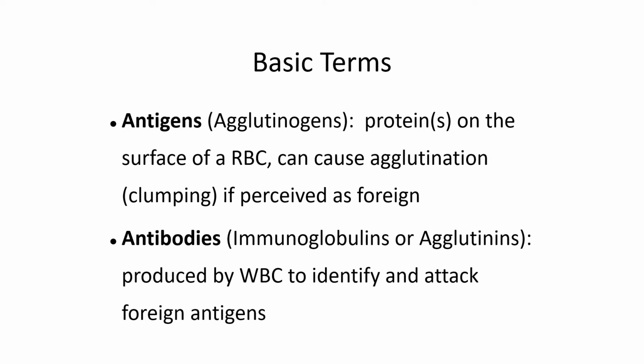Antibodies are known as immunoglobulins or agglutinins, are produced by our body's own white blood cells to identify and attack foreign antigens. Let's go back and talk about the word antigen for just a moment. Let me use the flu virus as an example. The flu virus is perceived as foreign to your body. The first time your body is exposed to the flu virus, it takes some time for your body to identify that flu virus as foreign and to create antibodies to fight against that flu virus.